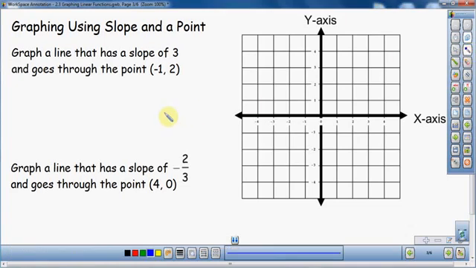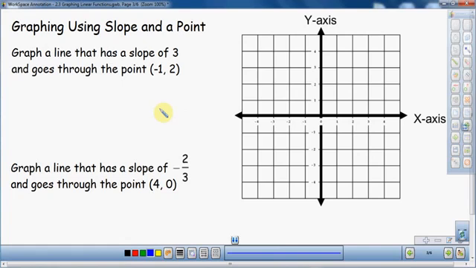In this video, I'm going to talk about graphing using slope and a point. There are many methods of graphing, so this is just the first of a couple of videos I'm going to do on how to graph on a Cartesian coordinate system. You know it as just an XY coordinate system, where you have your X's on the horizontal axis and you have your Y's on the vertical axis. Okay, so I'm just going to go over a couple examples.